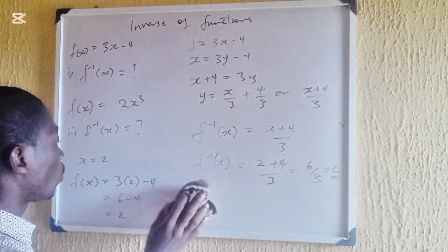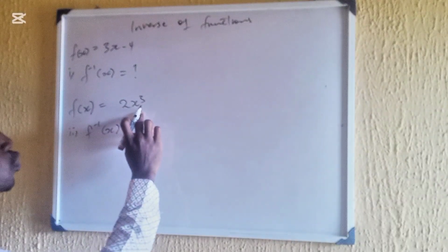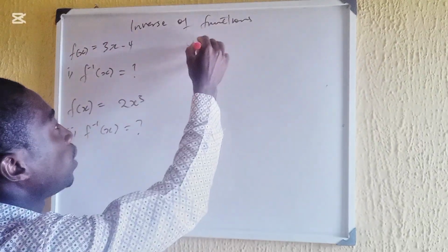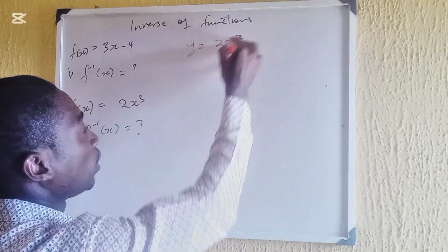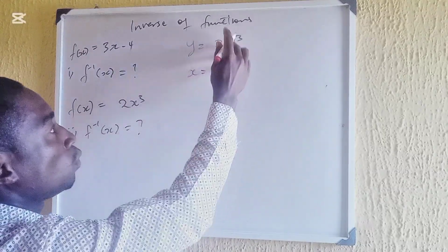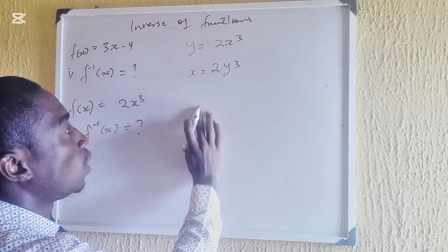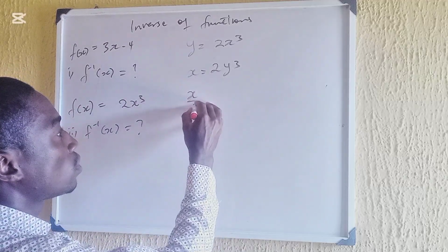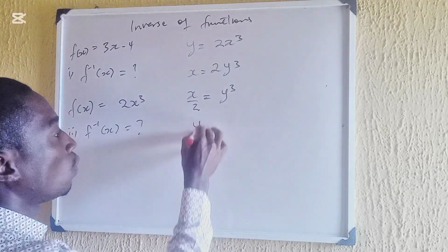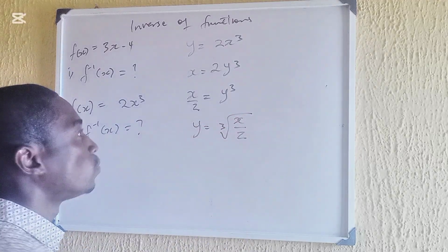Let's solve the next problem. For the next one, we have f of x is equal to 2x to the power 3. So what do we have? We say y equal to 2x to the power 3. Then where we have y, put x, and where we have x, we put y. 2y to the power 3. Make y your subject. x over 2 equal to y to the power 3. Then y is equal to cube root of x over 2.